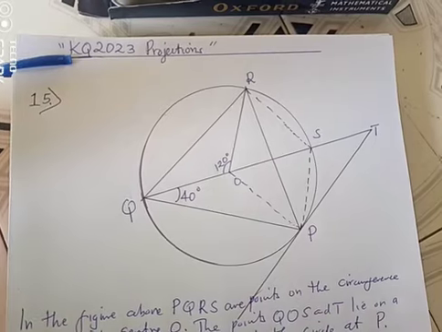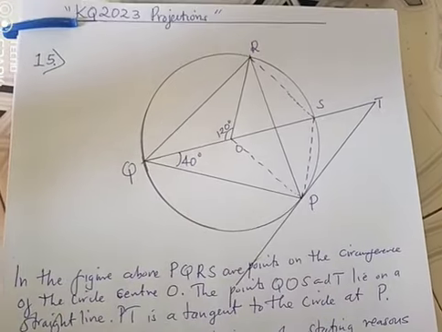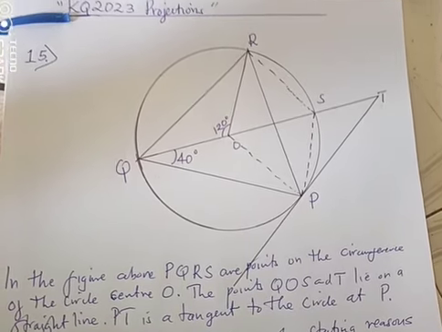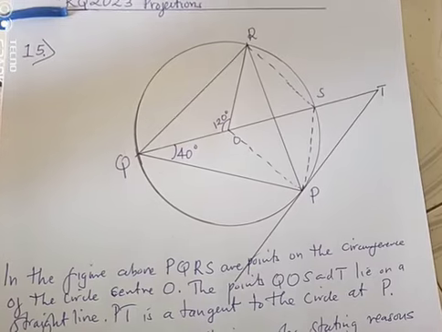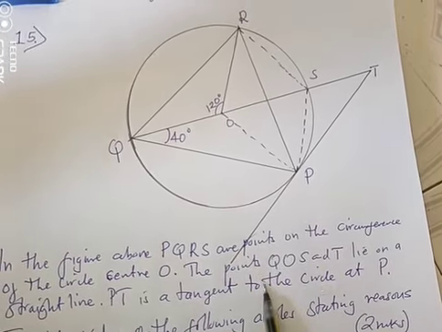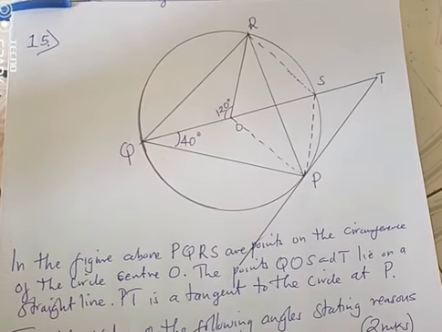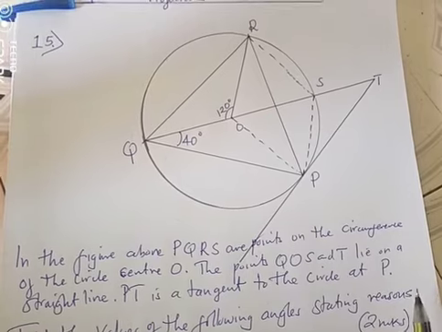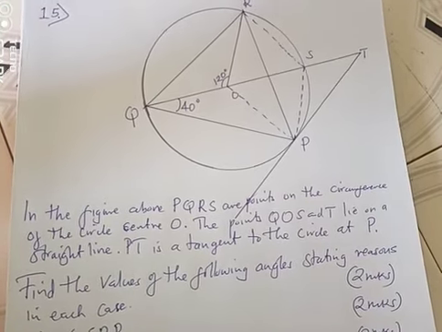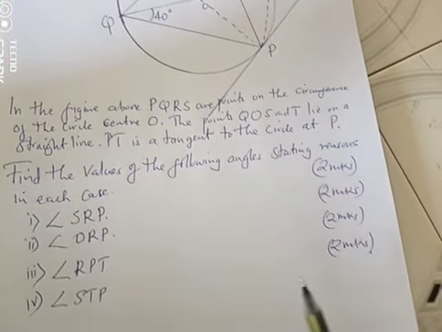So at number 15, the question reads, in the figure above, P, Q, R, S are points on the circumference of the circle center O. The points Q, O, S, and T lie on a straight line. PT is a tangent to the circle at point P. We are being asked, find the values of the following angles, stating reasons in each case.